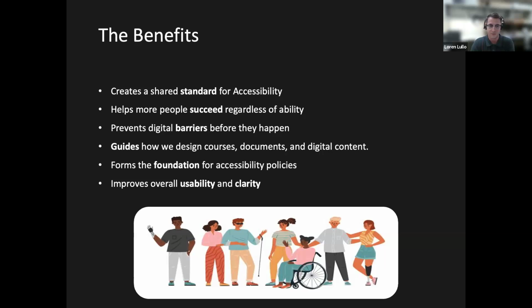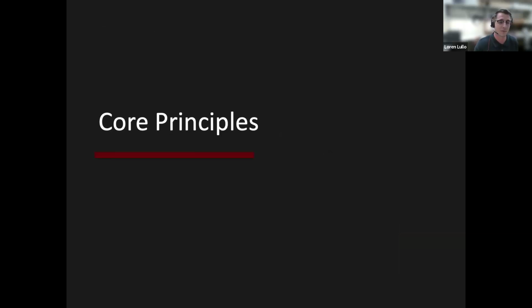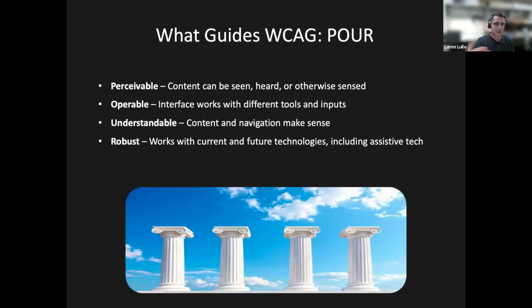Okay, so moving on. We talked about those core principles. I'm just going to go through them quickly here. These are basically what the web content accessibility guidelines are built around. Content can be seen, heard, or otherwise sensed. That means seen with our eyes, heard, or sensed with some kind of screen reader. Interfaces must be operable. Again, with assistive tech, they need to work, say if I only have a keyboard, or if I'm using a sip and puff device or voice control, et cetera.